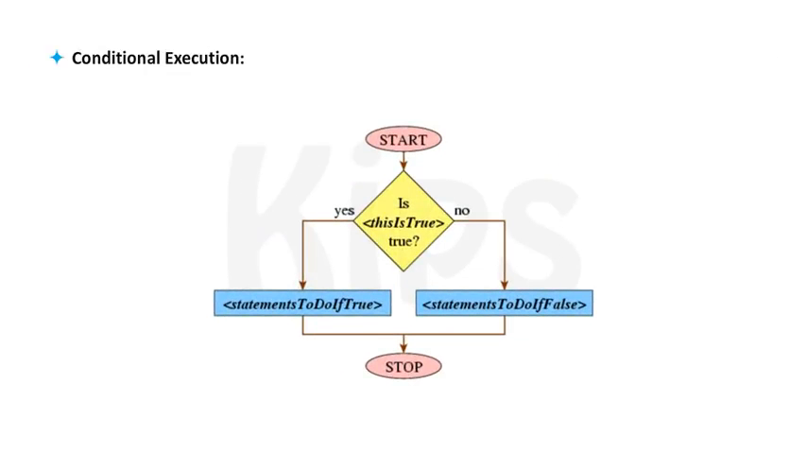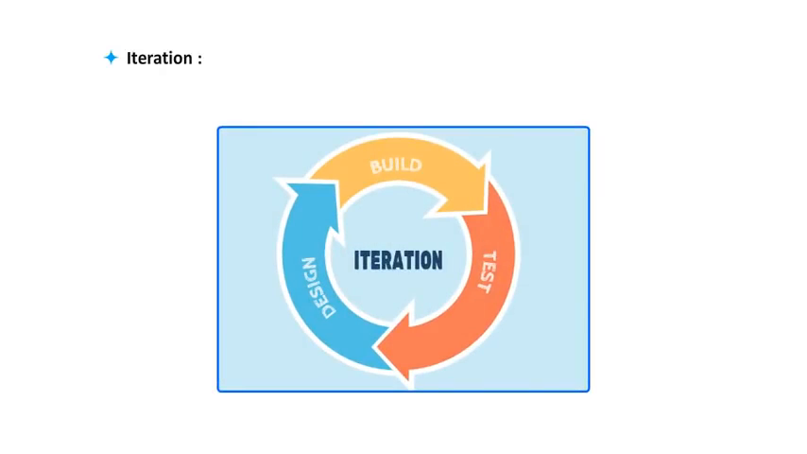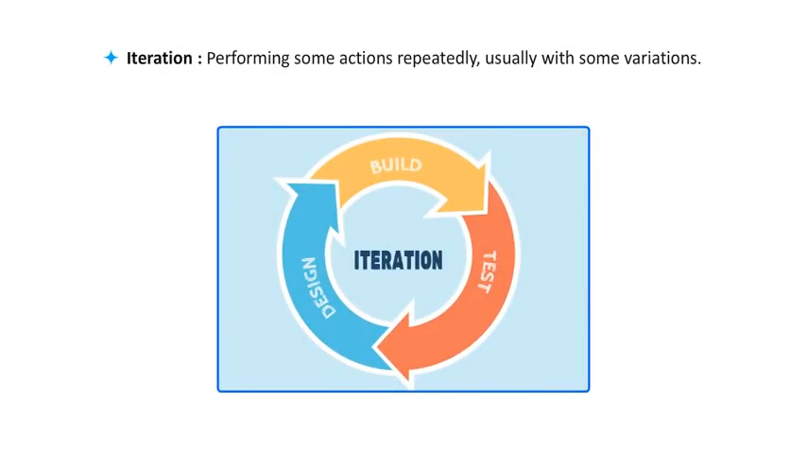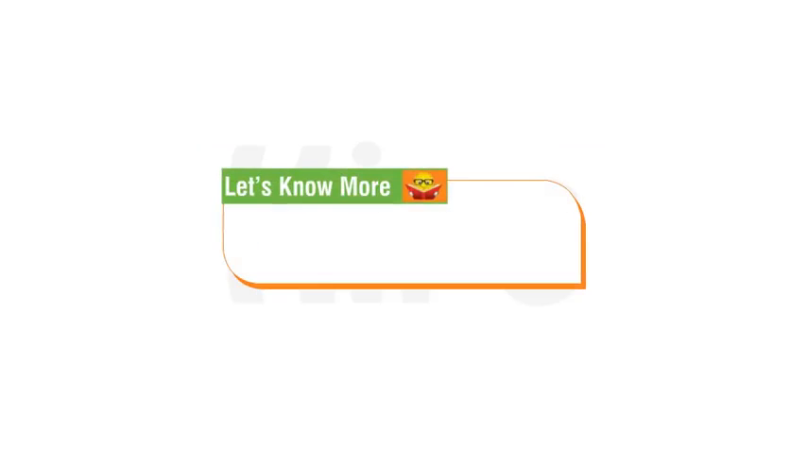Conditional execution, checking for certain conditions and executing the appropriate code. Iteration, performing some actions repeatedly, usually with some variations. Debugging, tracking down the errors in the program. Students, let's know more. Keyword is a special term that conveys some meaning to the compiler.